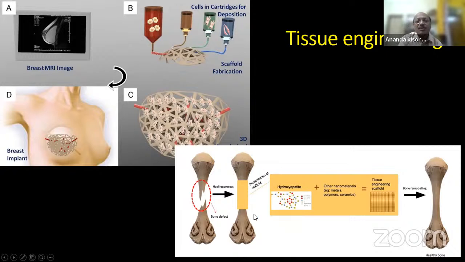Similarly, in orthopedics also, suppose there are some large areas of the bones lost. So in that case, these scaffolds are used. Inside the scaffold, some growth factors are added, along with some stem cells, and the stem cells with the help of the growth factors stimulate the osteoblasts to lay down the normal bone, and ultimately the whole bone is regenerated with the help of this. This is known as tissue engineering.